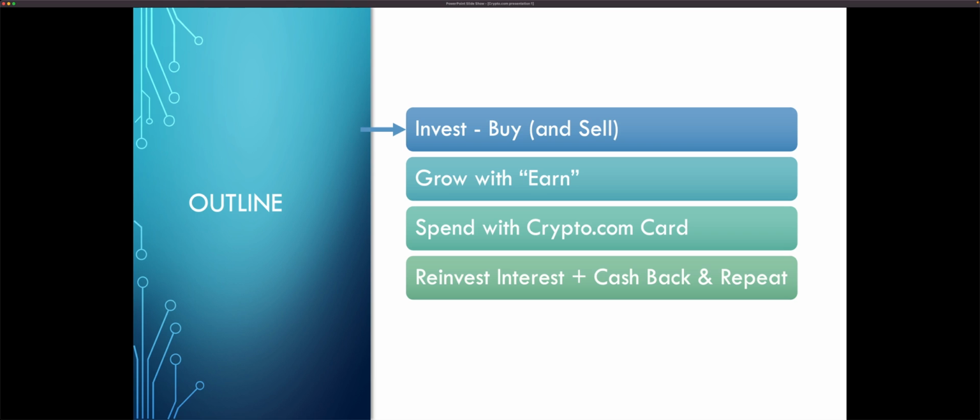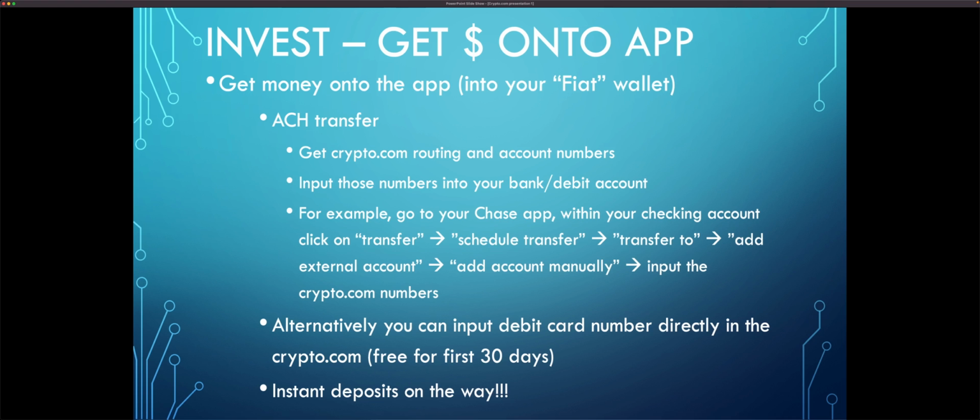And then finally, once we get all of that interest as well as our cash back, we reinvest everything and repeat for compound interest. So here's a quick outline. We want to invest, buy and sell, and we'll go over step-by-step instruction on how to do that. We want to grow with this earn function. We want to stake and pick a Crypto.com card that has multiple tiers with different benefits, and you got to pick one that's right for you. Finally, with all that, we would just want to reinvest that interest, reinvest that cash back, and repeat over and over again until we've reached financial freedom.